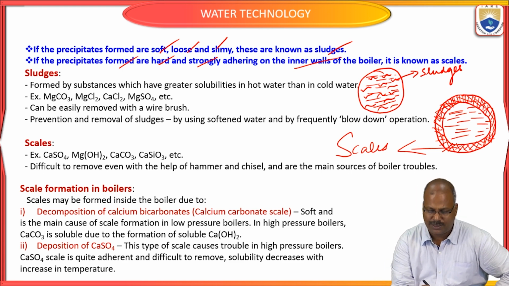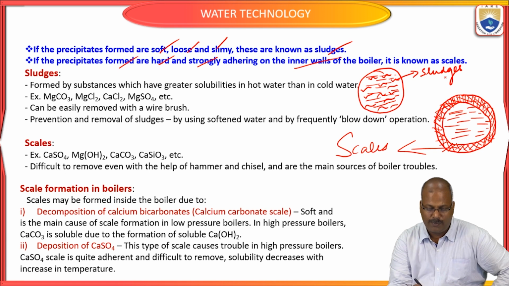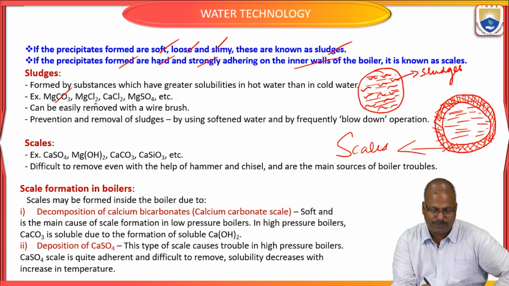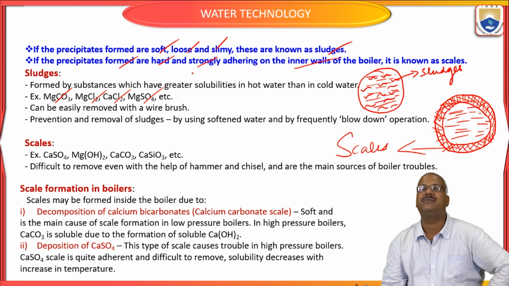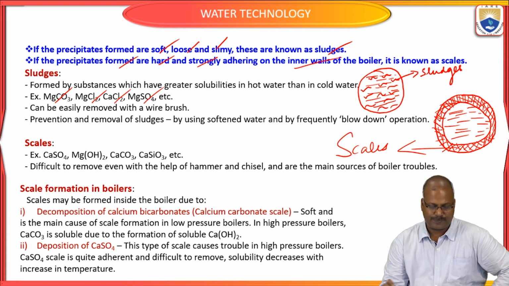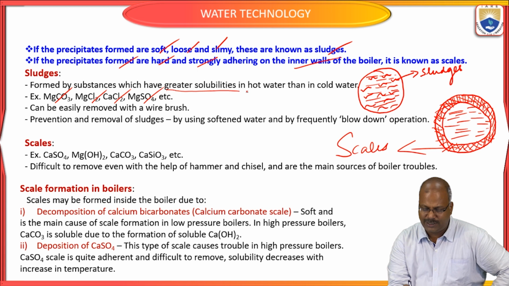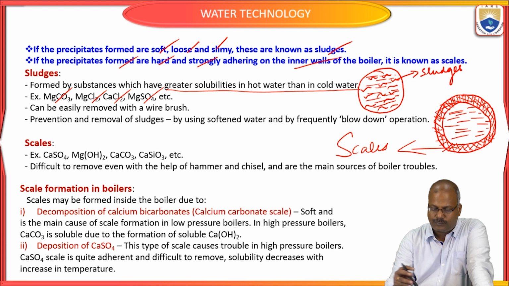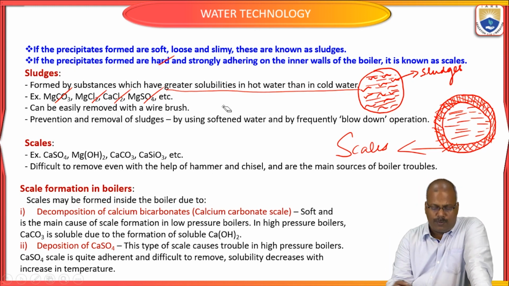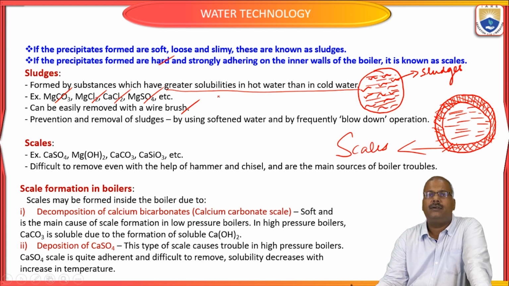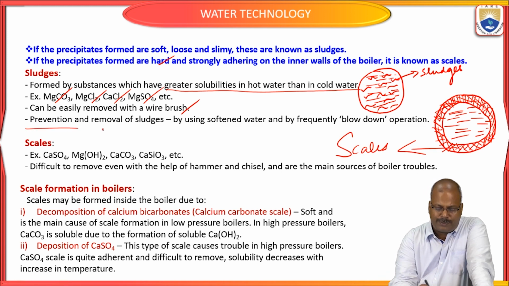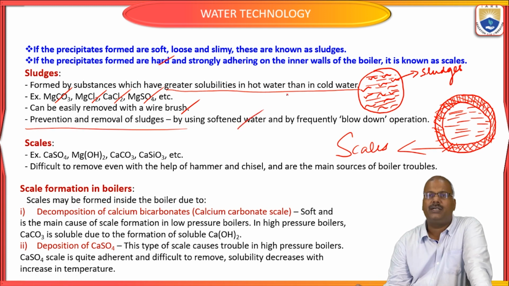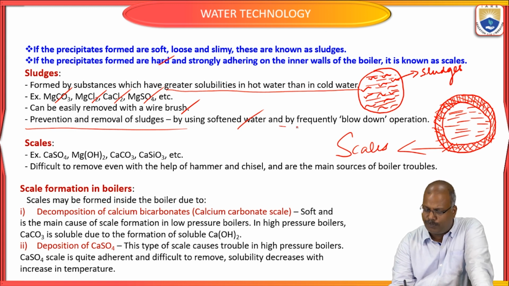Sludges, which are easy to remove, are formed by magnesium carbonate, magnesium chloride, calcium chloride and magnesium sulfates. They have greater solubilities in hot water than in cold water. They can be easily removed by a wire brush, and they can be prevented and removed by softening the water, the best way, or by frequent blow down operation.